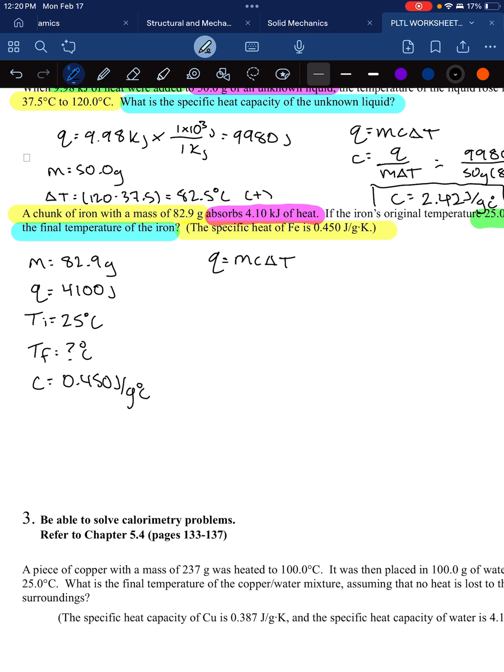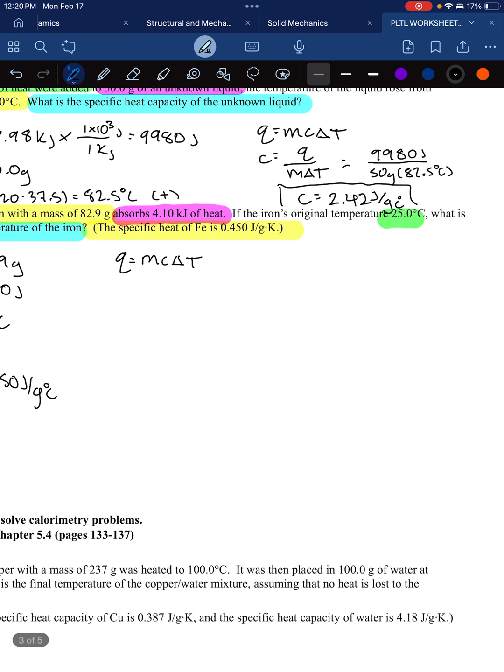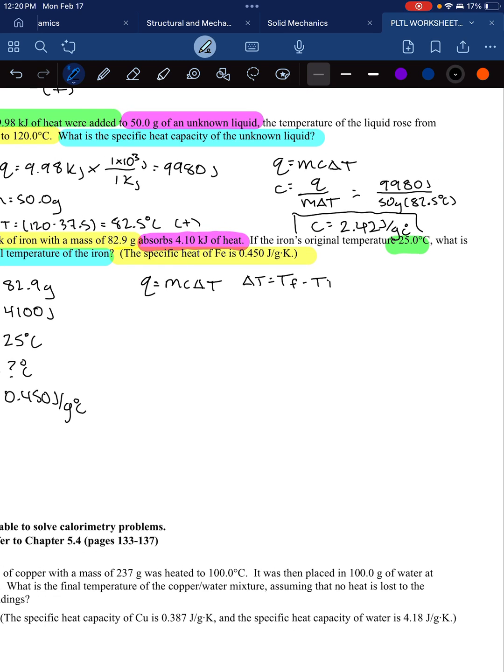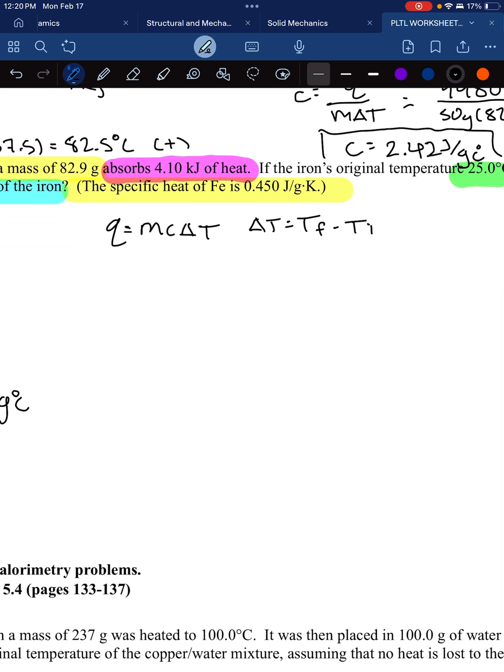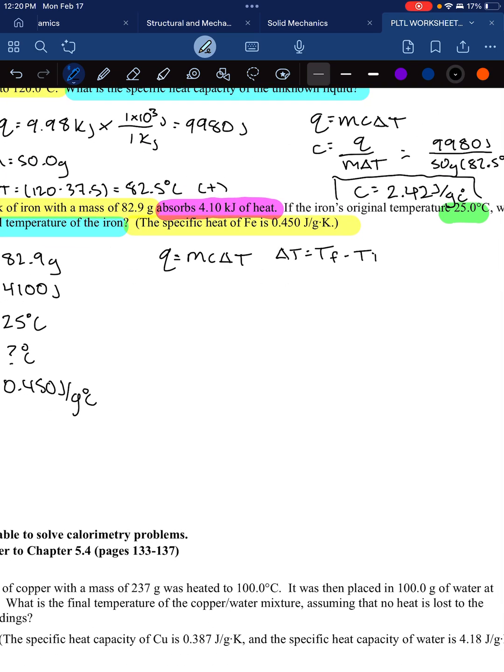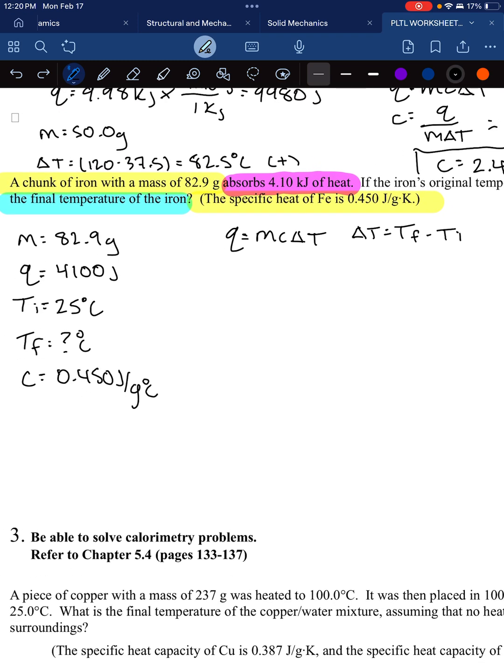Now, when we're looking for the final temperature, there's 2 ways you can do this problem. First, you can solve for delta T and then expand delta T, because we know that delta T equals T final minus T initial. Or you can just plug in TF minus TI right now into this equation. I think we should just solve for delta T first, so we have fewer variables to deal with at one time. So let's go ahead and do that.